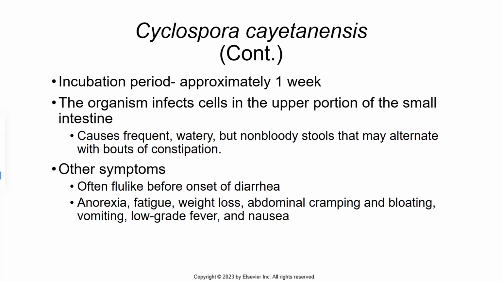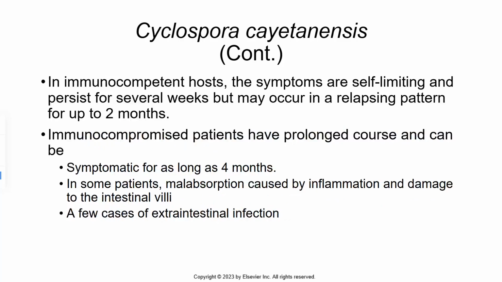Other symptoms, flu-like before the onset of diarrhea, and other symptoms are listed. In immunocompetent hosts, the symptoms are self-limiting, persist for several weeks, but may occur in relapsing pattern for up to 2 months. Immunocompromised patients are symptomatic for as long as 4 months. In some patients with malabsorption, it's caused by inflammation and damage to the intestinal villi. A few cases of extraintestinal infection.